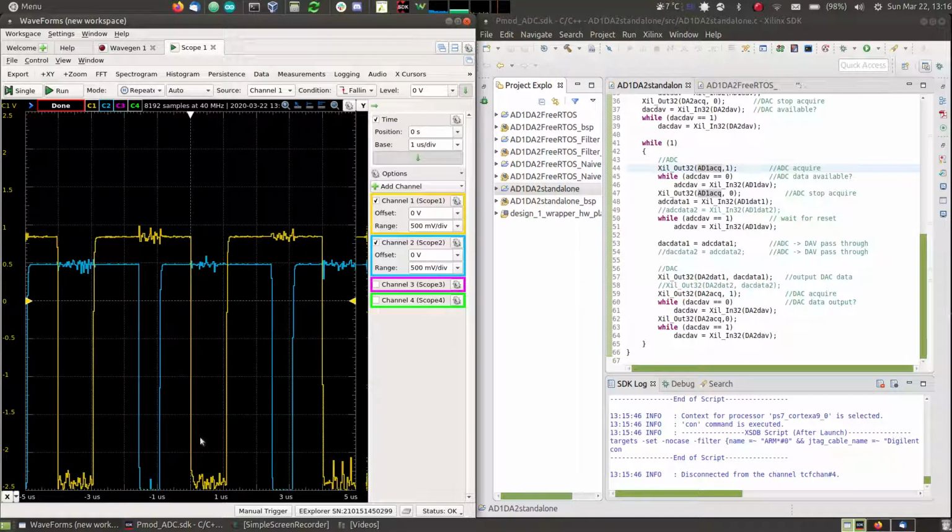So this falling edge represents where the A to D is acquiring a sample. So it acquires a sample and then waits, and then when the blue goes low, that's it writing the sample out, and then it's some more overhead, and then the next sample is read in. So all of that takes about 4 microseconds, which implies that we're running at about 250 kilosamples per second.